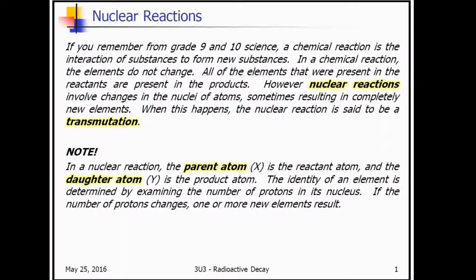So what you're going to see in this lecture is not chemical equations, but nuclear equations. And they look very similar to chemical equations. Now, when we have a nuclear reaction, a term that we'll use quite often is a parent atom. This is usually denoted with a capital X. That's the reactant atom. And we have a daughter atom, which is a capital Y, and that's the product atom. So on your nuclear reactions, on the left side you'll have your X, on the right side you'll have your Y, and your arrow will be pointing from left to right.